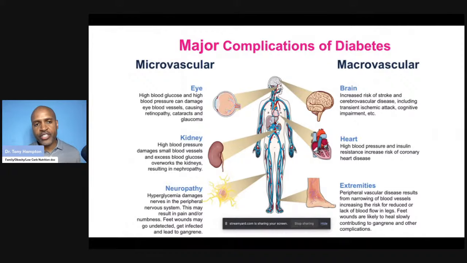And not to mention, and you would think that they would have erectile dysfunction on this slide. Maybe they don't think that's a major complication. For the guys, it's major. So erectile dysfunction is not on this slide. Something called diabetic gastroparesis, which affects the nerves in your stomach so you can't properly digest, is not on this slide, and a whole slew of other things. But I just want to level set with the basics.